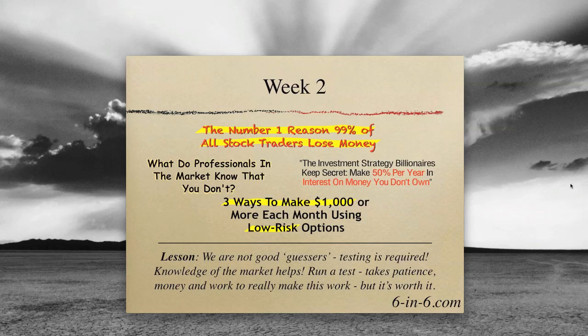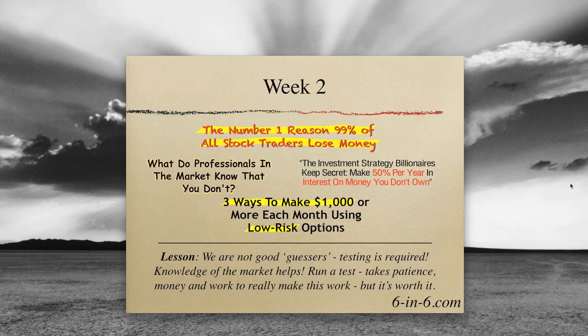We didn't even get a single opt-in on that. The other headline, the number one reason 99% of all stock traders lose money, got about the same number of opt-ins as the 3 ways to make $1,000 a month. It had specifics in it, and almost everyone who teaches headlines suggests that the more specifics you put in a headline, the better it will do. Well, those 2 headlines competed against each other, and they did fairly well. They both got the same number of opt-ins, but they still weren't the winner.